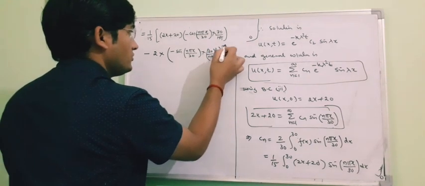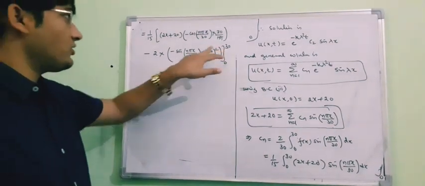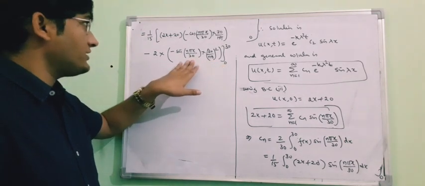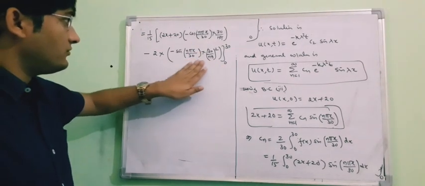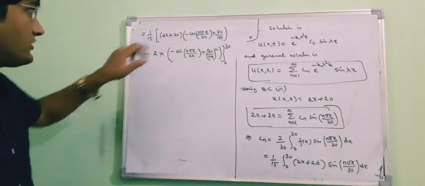Now here you can see that on putting x equal to 30, this will be sin n pi, which is 0. Again for the lower limit it is 0. So this term is 0 for both the upper and lower limit. Now coming to this term.